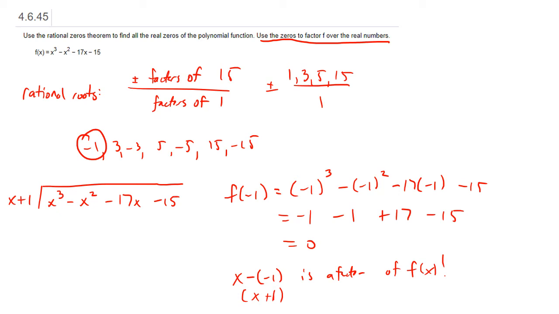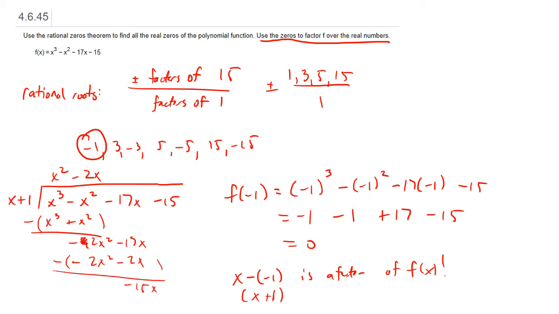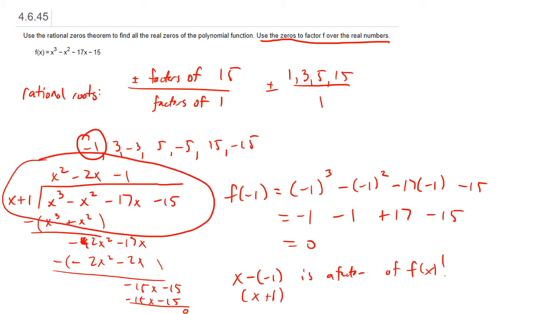So how many times does x plus 1 go into x cubed? It goes in x squared times, giving me an x cubed plus x squared. If I subtract this off, we have now -2x squared, not 22, sorry. How many times does x go into -2x squared? -2x times. Bring down -17x. This product now gives me a -2x squared minus 2x. If I subtract this, we end up with -15x minus 15, which goes in exactly once, -15x minus 15 for no remainder.